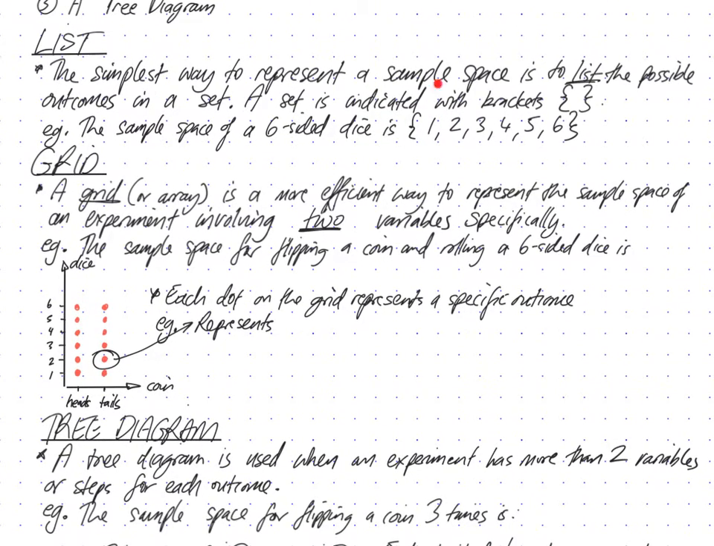What is a list? The simplest way to represent a sample space is to list the possible outcomes in a set. You indicate a set of numbers with curly brackets like this. So for example, if I was rolling a 6-sided dice, the sample space of it is going to be 1, 2, 3, 4, 5, and 6. Those are the possible outcomes of rolling that dice. But if I want to indicate it properly, in probability and chance, I would have a curly bracket there, 1, 2, etc. up to 6, end curly bracket. So that's the easiest way.